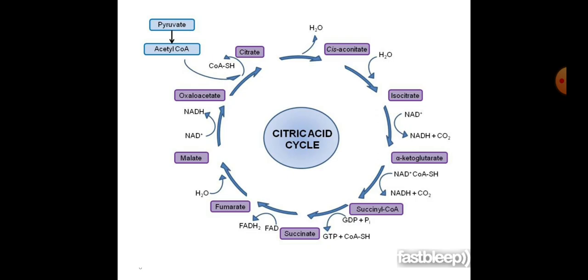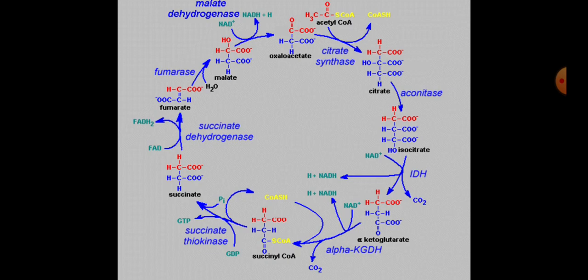Succinyl CoA to succinate, GTP is produced. Succinate to fumarate, FADH2 is produced. We know that NADH produces 3 ATP. FADH2 produces 2 ATP. GTP, this is substrate level, gives only 1 ATP.